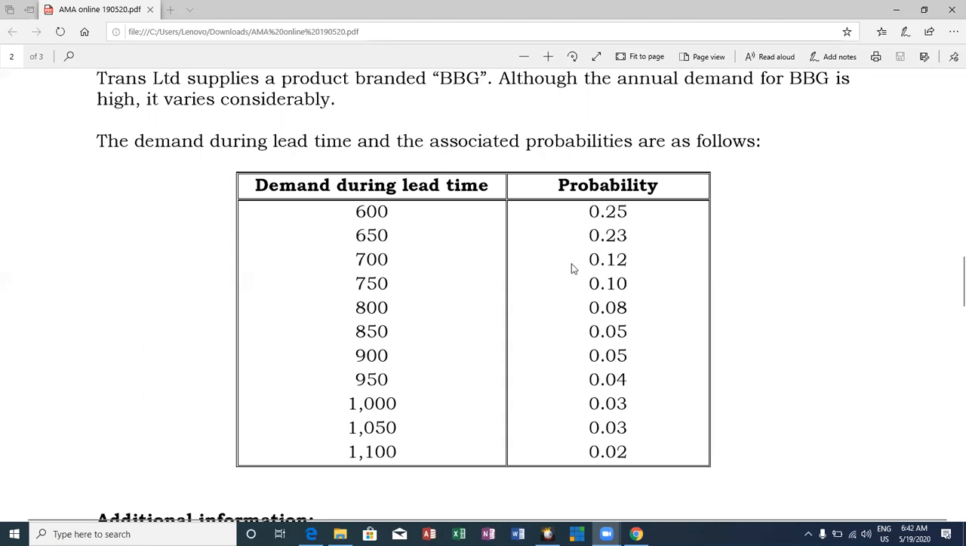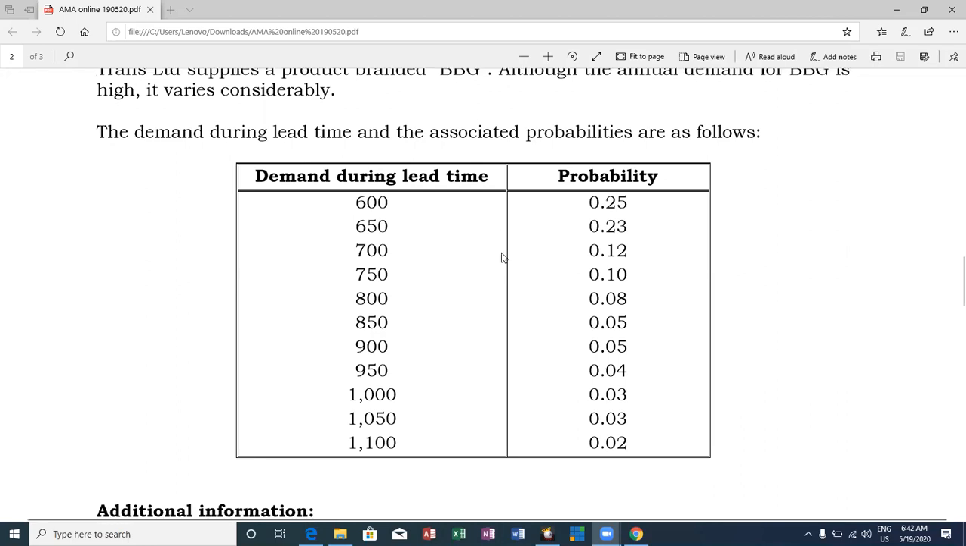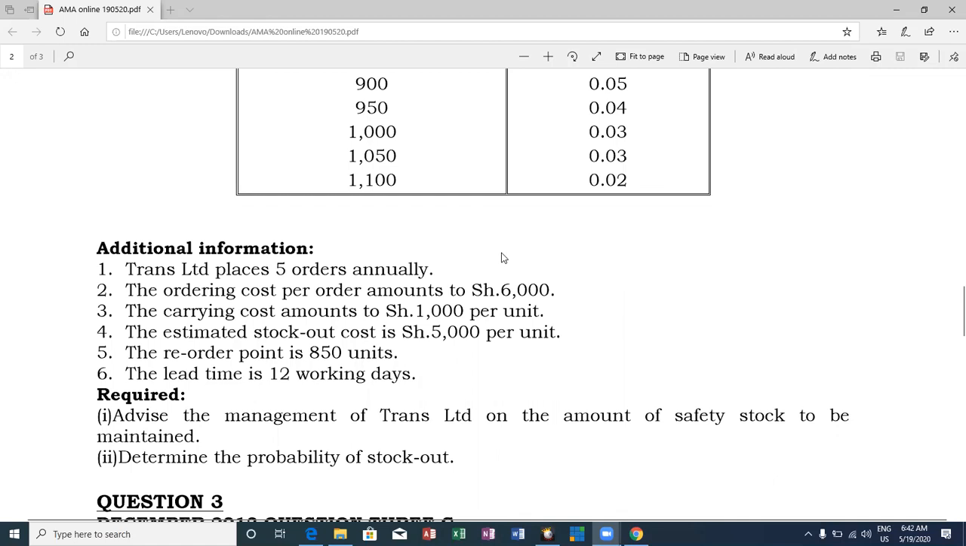Let's see where they are finished. So the most important thing is to know where we're going to begin our table from. They have told us that the current reorder point from note number 5 is 850. So from my table, I will begin with 850. Ensure that you leave some spaces.